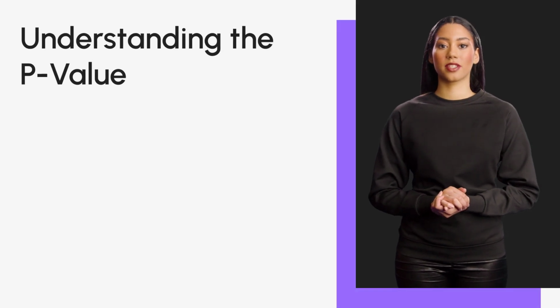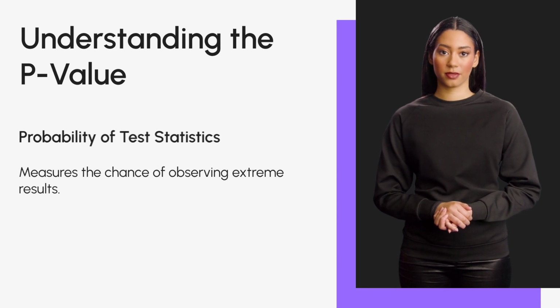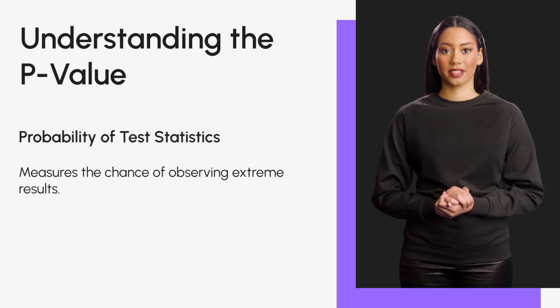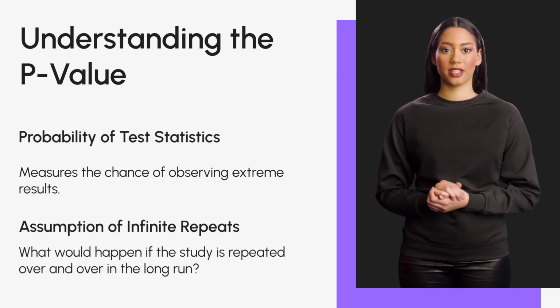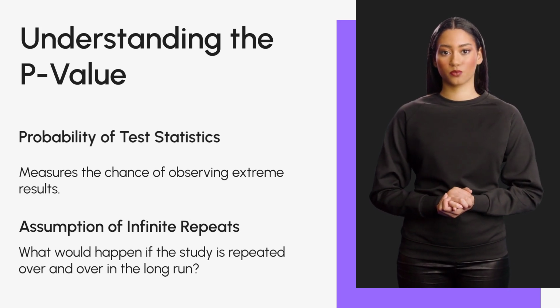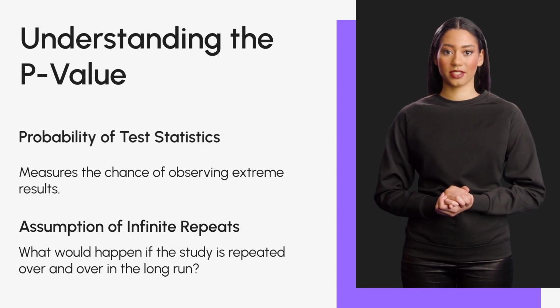The p-value is a cornerstone of classical statistics. It measures the probability of obtaining a test statistic as extreme as the observed one. This is under the assumption of repeating the study infinitely. In small sample contexts, this hypothetical was crucial for drawing conclusions. It accounted for variations due to chance in limited data.